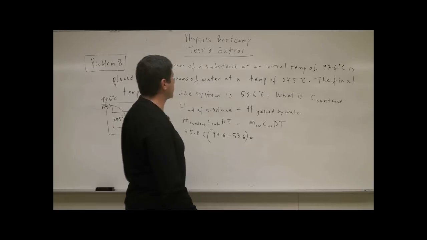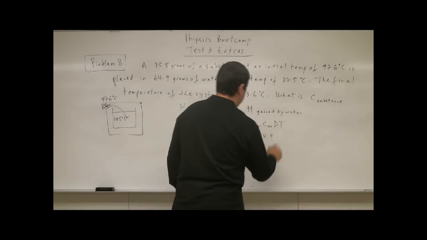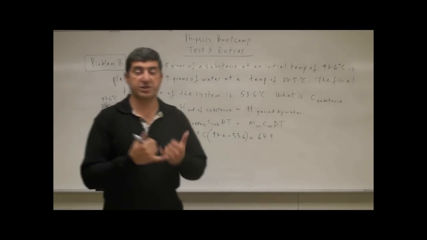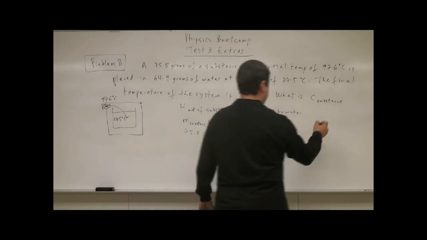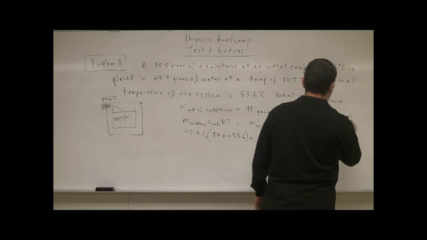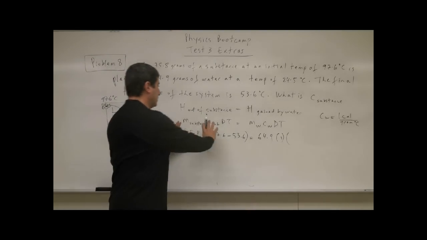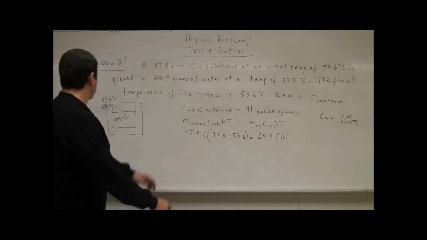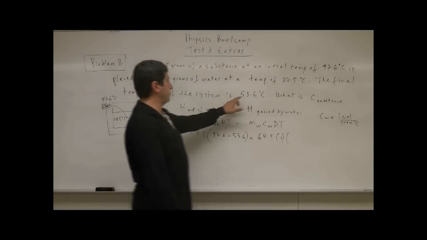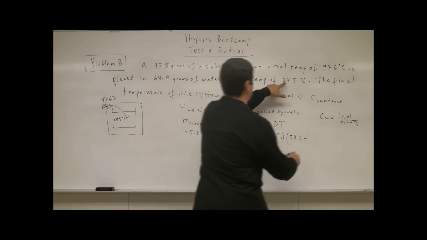is equal to the mass of the water, which was 64.9. What is the specific heat of water? The specific heat of water is 1 calorie per gram per Celsius. So you put 1 here. Now how do I make this positive? So that the heat out of the substance is positive and the heat gained by the water is positive, and I can set them equal. To make the water's positive, you say 53.6 minus the initial temperature of the water, which was 24.5.